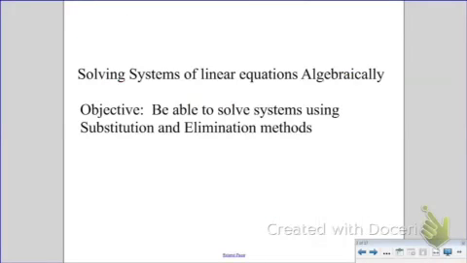Okay, so today I'm going to show you guys how to solve these. Instead of by graphing, we're actually going to use algebra strategies. There's two ways to do this. One is called substitution. The other one's called elimination. Today is just going to be about substitution. We're going to come back to elimination tomorrow.